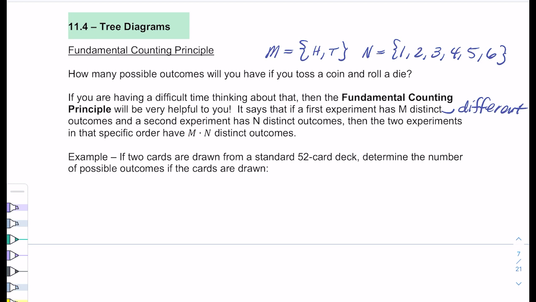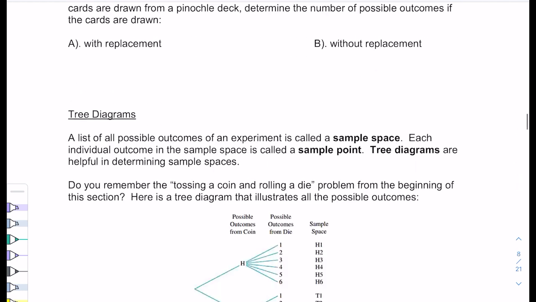So in set M, I have 2 outcomes. And in set N, I have 6 outcomes. And the counting principle says just multiply them and you'll get 12. So you would actually have 12 different outcomes. And you'll see why we would have 12 here if I scroll through.